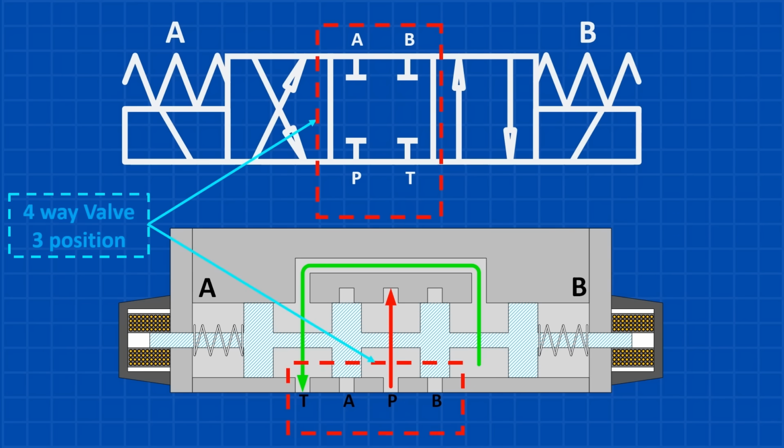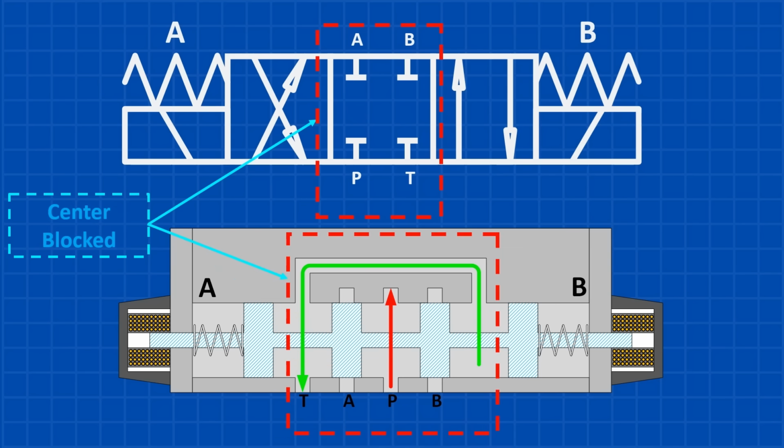This is called a 4-way valve because it has 4 ports. P is for pressure, where the fluid enters. T is the tank port, where the fluid returns to the reservoir. A and B are the working ports that connect to the actuator to control its movement.